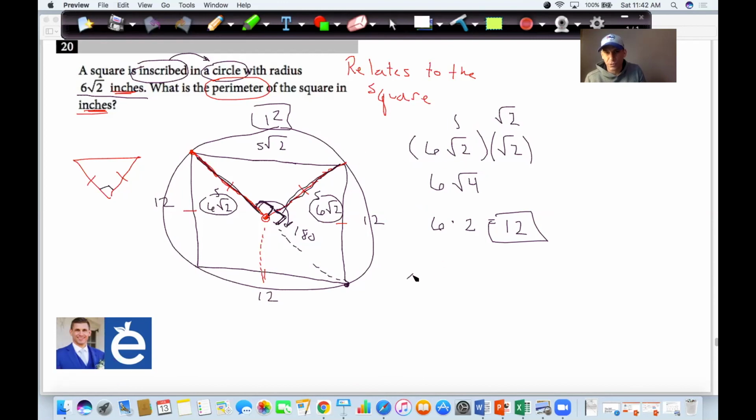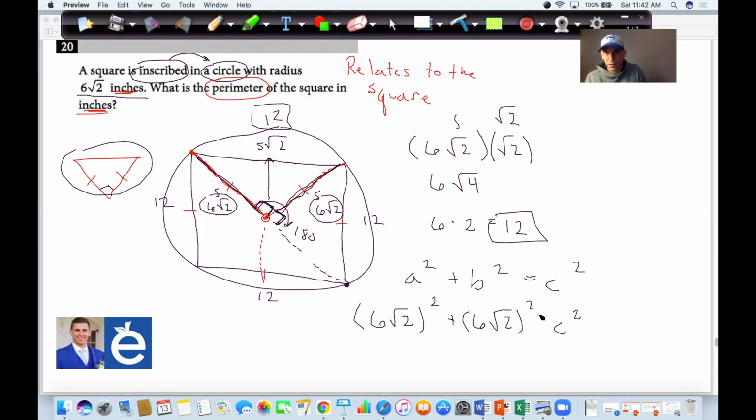So here's what you always do if you get stuck. Knowing that you have a special right triangle with 90 degrees, you're going to do the Pythagorean theorem. Remember, the side across here is what we're trying to find. So we're trying to find c squared. And a squared in this case is going to be 6 radical 2 squared, plus another 6 radical 2 squared.